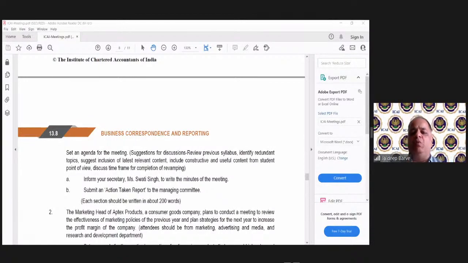Mukta is asking a question. What type of question can come from the meeting chapter? Mukta, I am not the examiner, so I cannot tell you this. I am not a test paper setter. I cannot comment on this question.